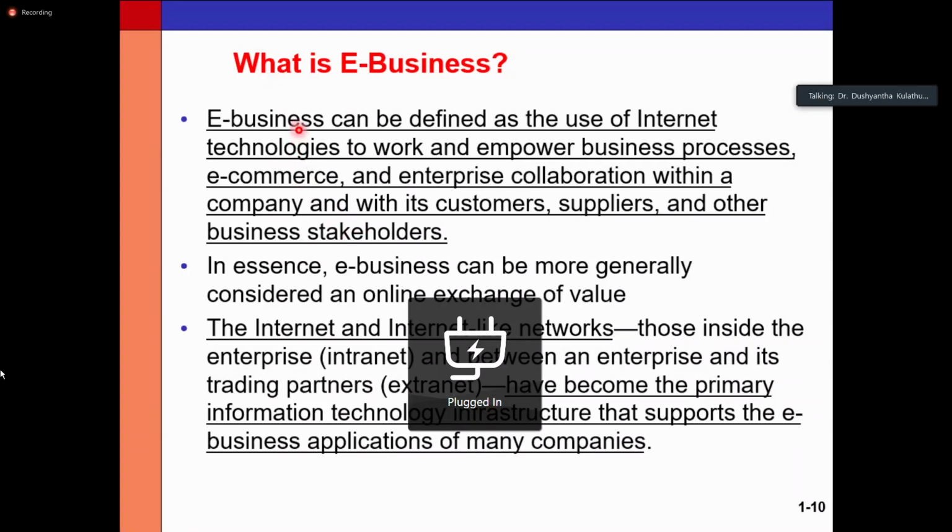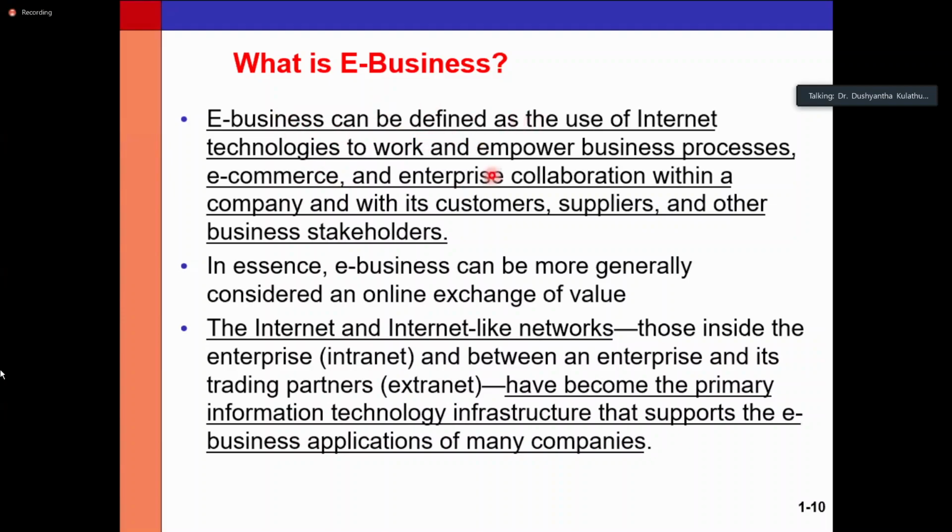So that is e-business. When we look at this definition, we can see it basically covers almost all business processes done by an organization, because it focuses on processes within an organization, or processes that we perform with our customers through e-commerce, and also other forms of collaboration that we perform with our stakeholders, including customers, suppliers, distributors, and so on. So this is a very broad definition.